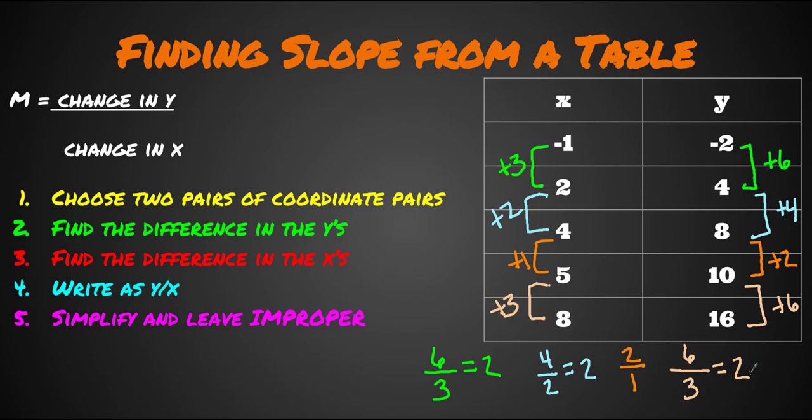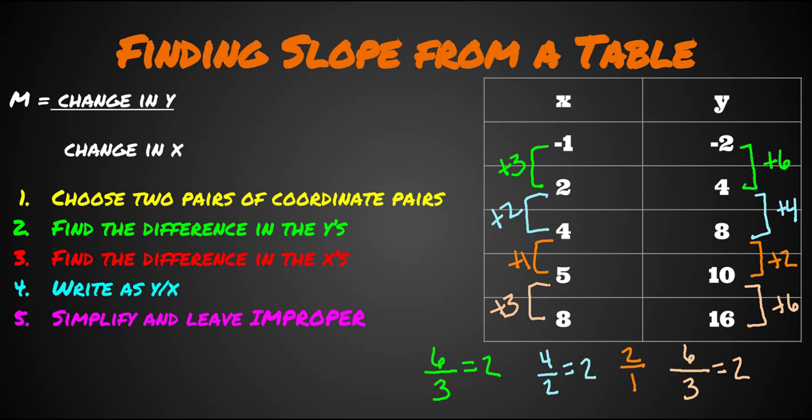So what I've done is, even though I told you to just choose two pairs, I worked through each of them to show you that no matter what, you're going to end up with the same slope. That's why you can choose the two pairs, find the difference, and then put y over x, simplify it, and leave it as improper.